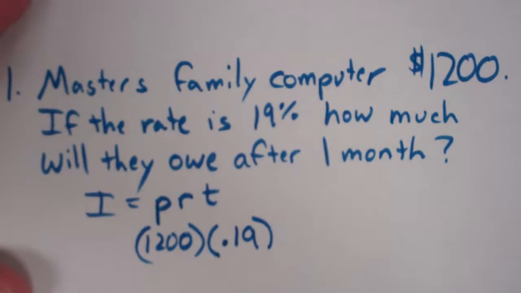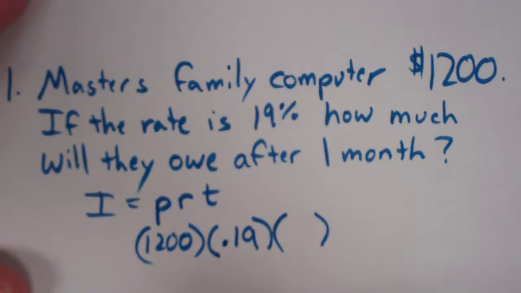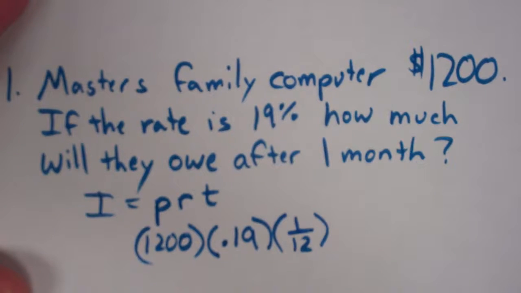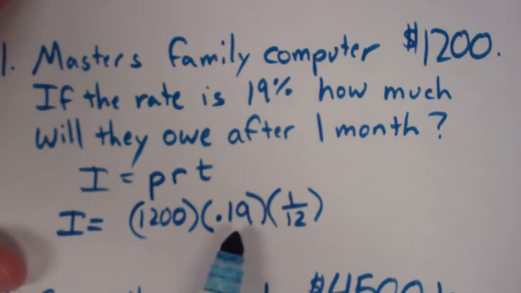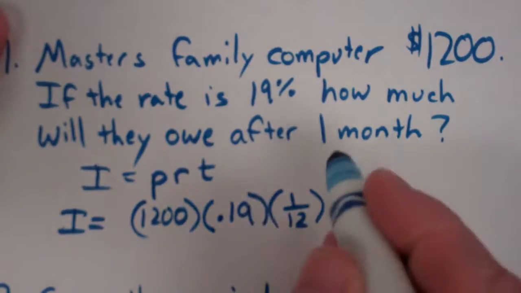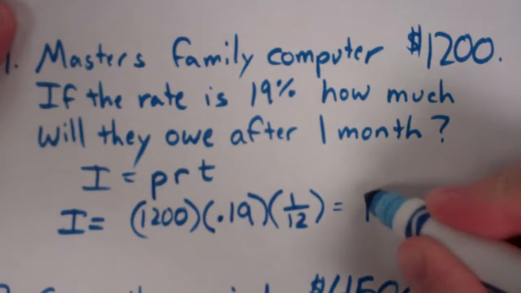And then the time. Remember, the time is in years, so you can't just write 1 because 1 month is only 1/12 of a year. So if I want to find the interest that I'll be paying, I will take the principal, $1,200, times the rate of 0.19, 19%, times the time in years, which is 1/12. If I do that and work that out, I will get $19.